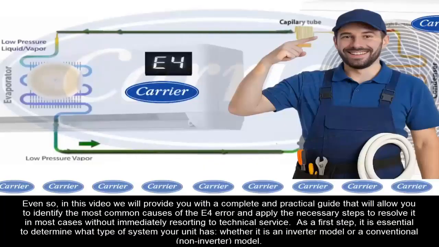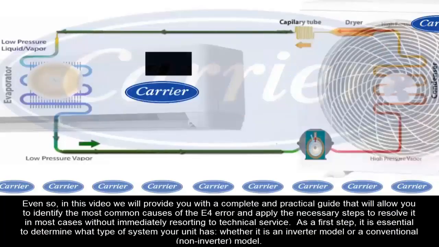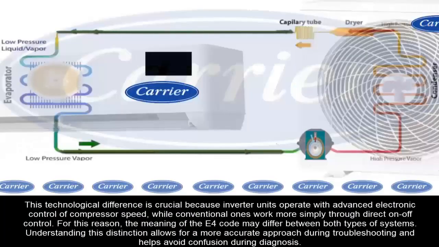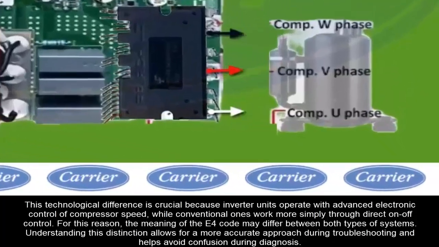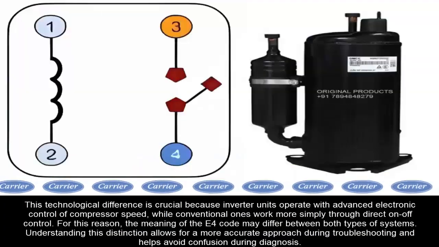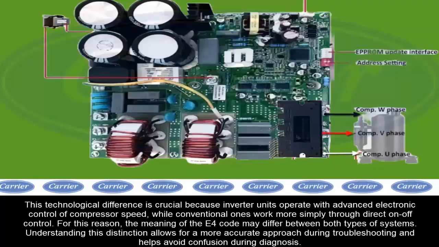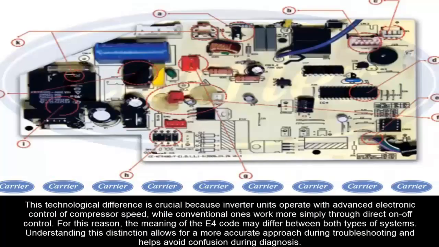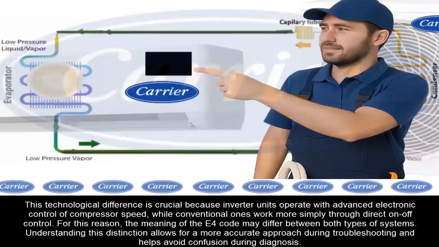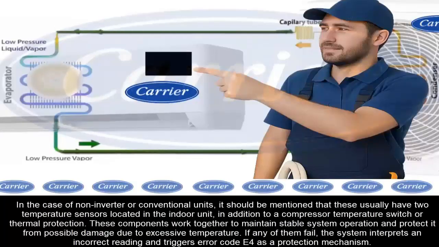As a first step, it is essential to determine what type of system your Carrier unit has, whether it is a Carrier inverter model or a conventional non-inverter model. This technological difference is crucial since inverter units operate with advanced electronic control of the compressor speed, while conventional ones work more simply through direct on and off cycles. For this reason, the meaning of the E4 code can differ between both types of equipment. Understanding this distinction will allow you to approach the inspection with more precision and avoid confusion during the diagnosis.